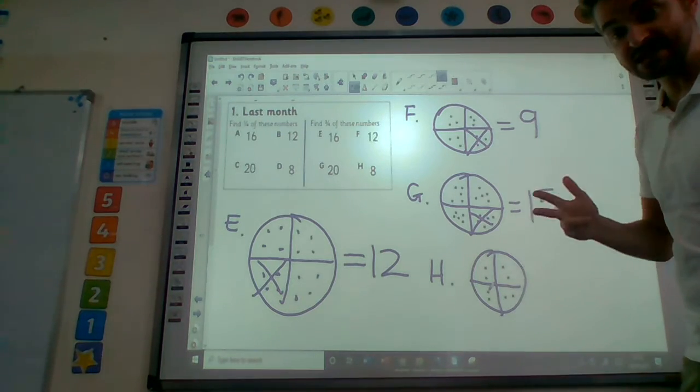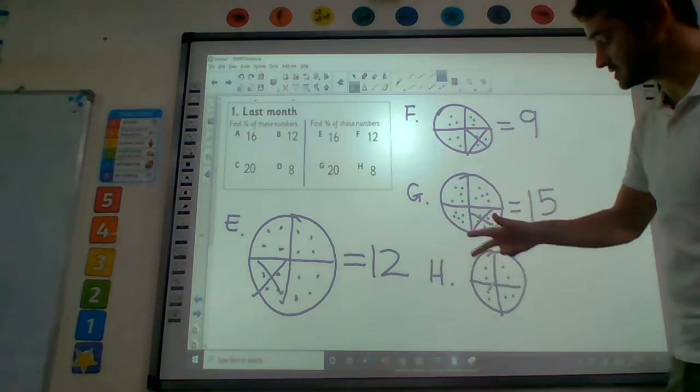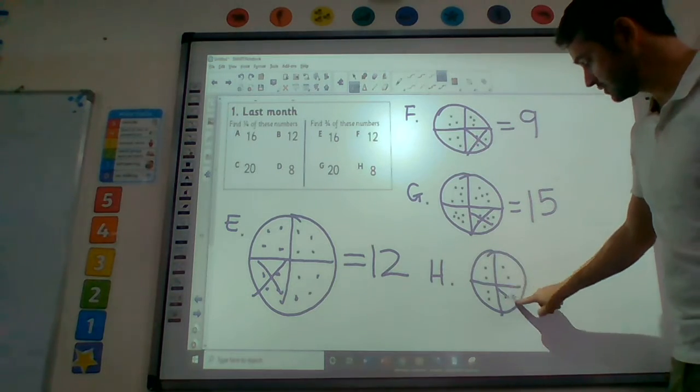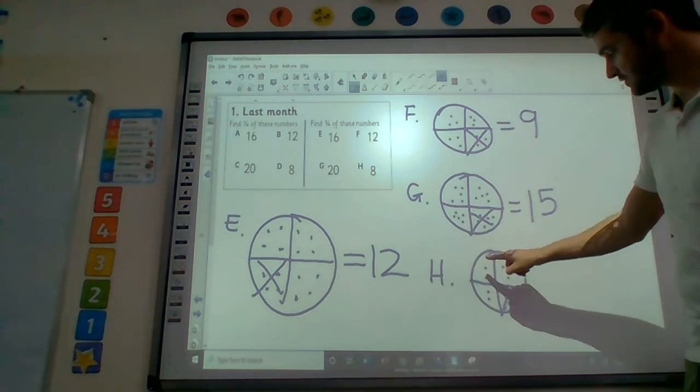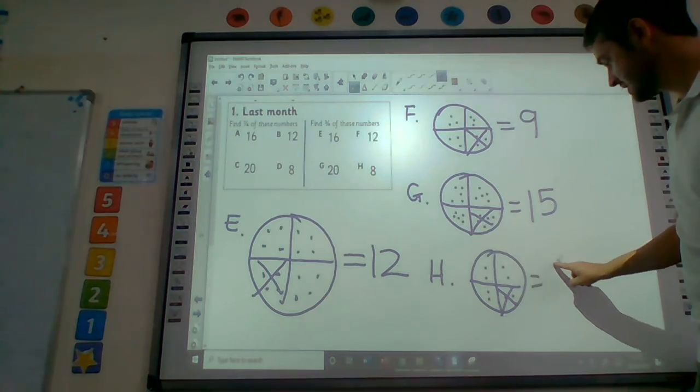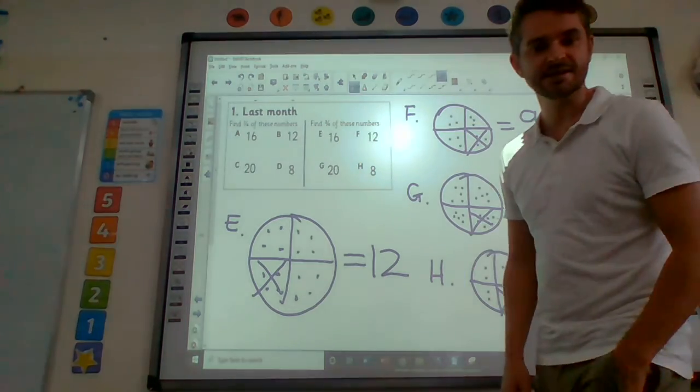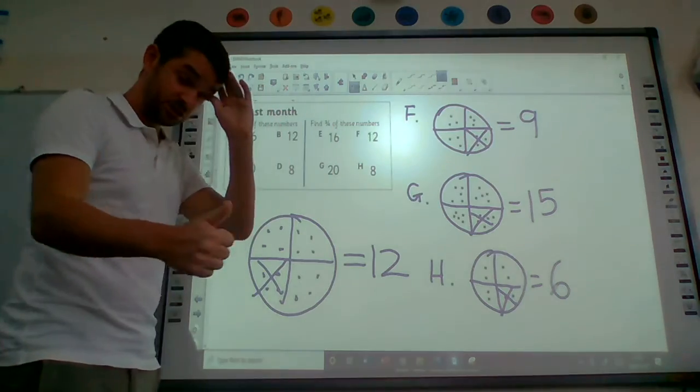And I'm counting 3/4, because that's what it says in the question. Not just 1, but 3. Not counting this one. 1, 2, 3, 4, 5, 6. 3/4 of 8 is 6.